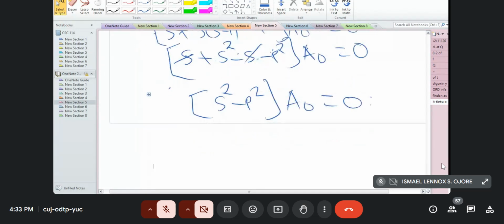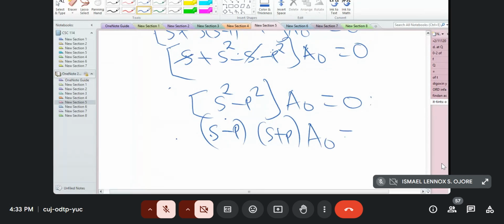S squared minus p squared is clearly a difference of two squares. It can be written as s minus p, s plus p. So this times a naught is equal to 0.